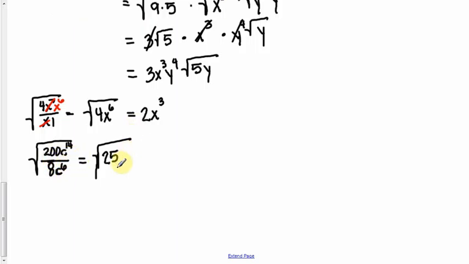There we go. And then c to the 14th divided by c to the 6th is c to the what power? What do you do with the 14 and the 6? And so you get c to the 8th. And then we take the square root of this if we can. The square root of 25 is 5. The square root of c to the 8th is c to the 4th. There is nothing left under the radical.